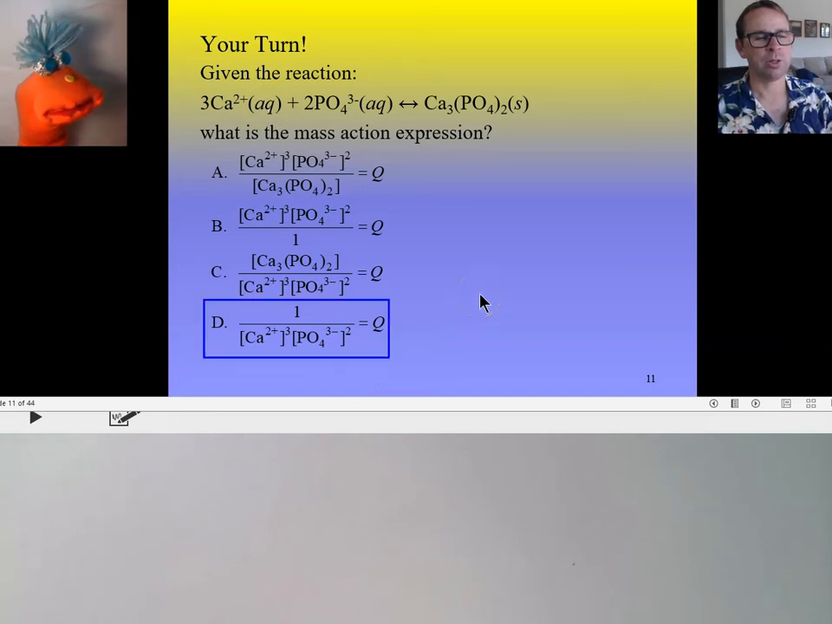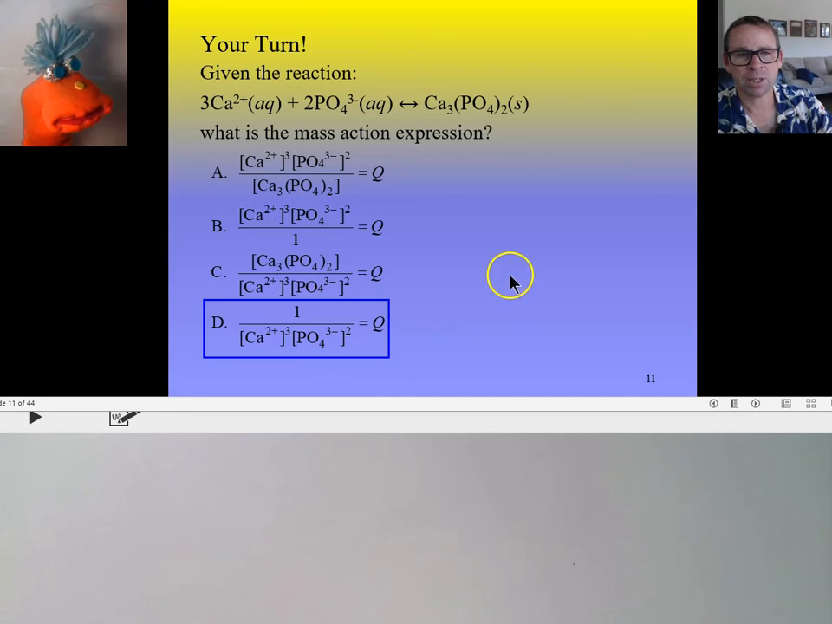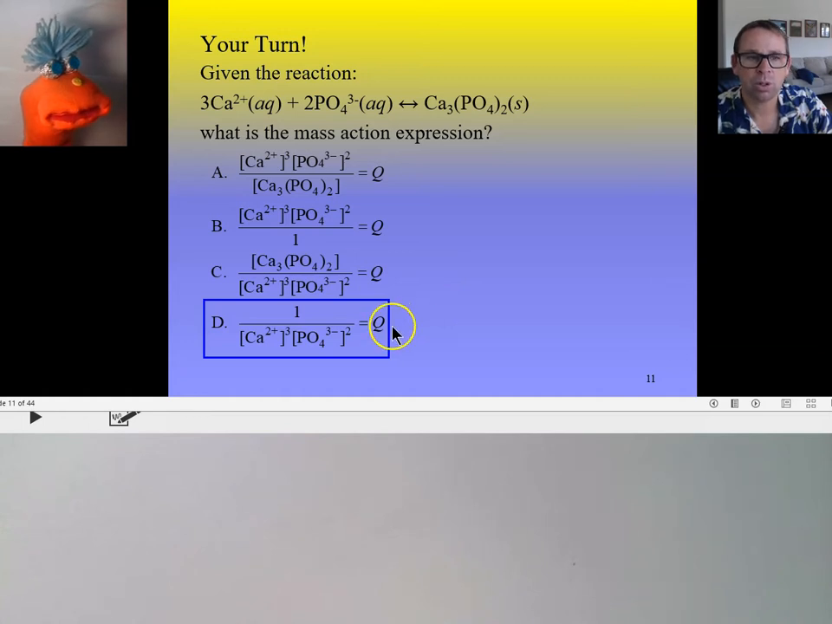Okay, very good. So again, for our mass action expression, we could identify the concentrations of these two reactants, raise them to their values, and take 1 divided by the product of those values. That would be the Q, the mass action value, the quotient Q, that would tell us about the equilibrium of that reaction.